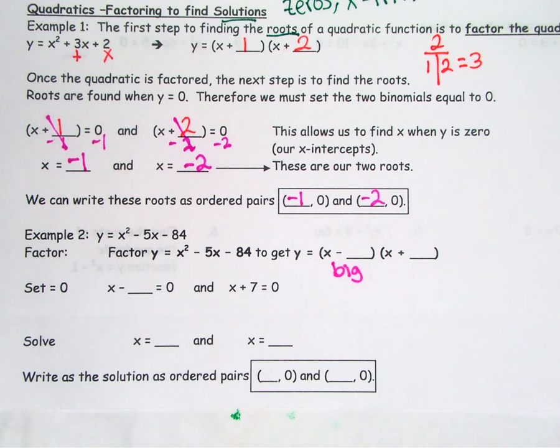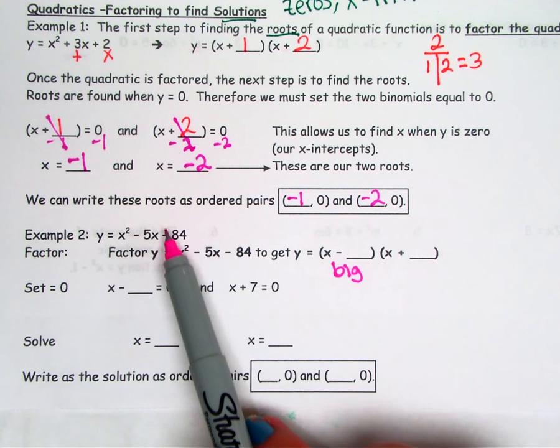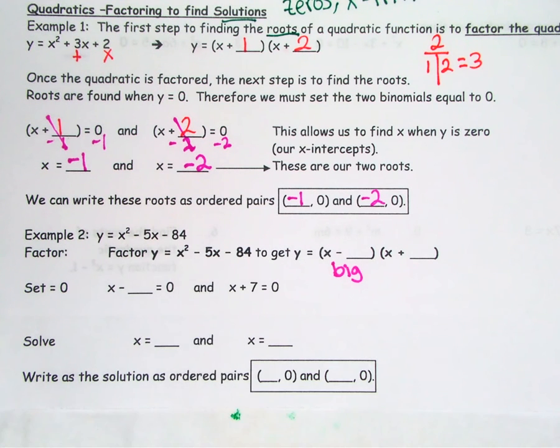So just like we did up here, we're going to take our C value, the last number, and we're going to make a list of all the numbers that multiplied to 84.